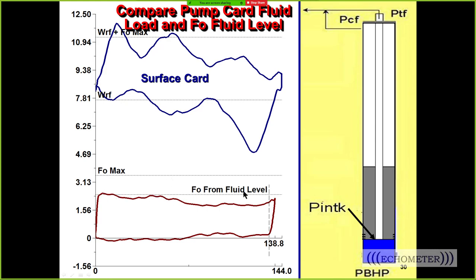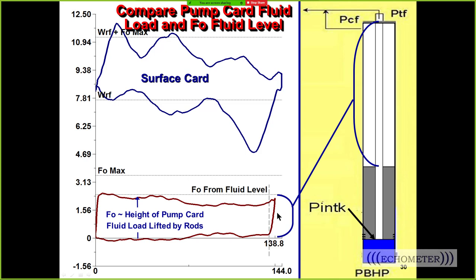Now, when we look at the pump card, here's our pump card right here. Here's our fluid load reference line. And the distance that the pump card is away from FO max represents the distance from approximately the top of the gas-free fluid level all the way to the surface. So this is the lift that the pump has to provide. I said it wrong. This is the lift right here the pump has to provide. That's this distance right here. And that's this distance right here. They're kind of equivalent.